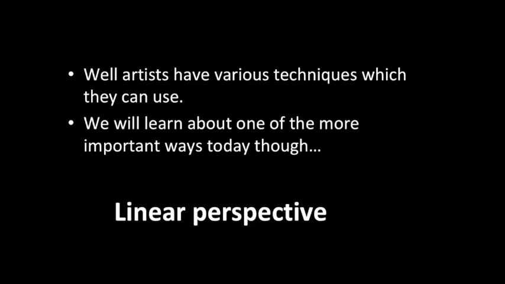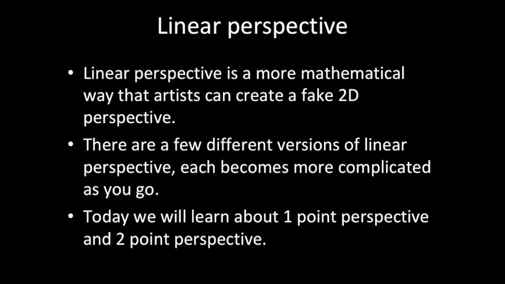How do they do this? Well, artists have various techniques which they can use. The main two are atmospheric perspective and linear perspective. Atmospheric perspective is where artists will fade out an image or put less detail in the distance so that it'll look lighter as it goes back further and further away. Linear perspective is the way we're going to look at today. Linear perspective is a mathematical way of achieving perspective.